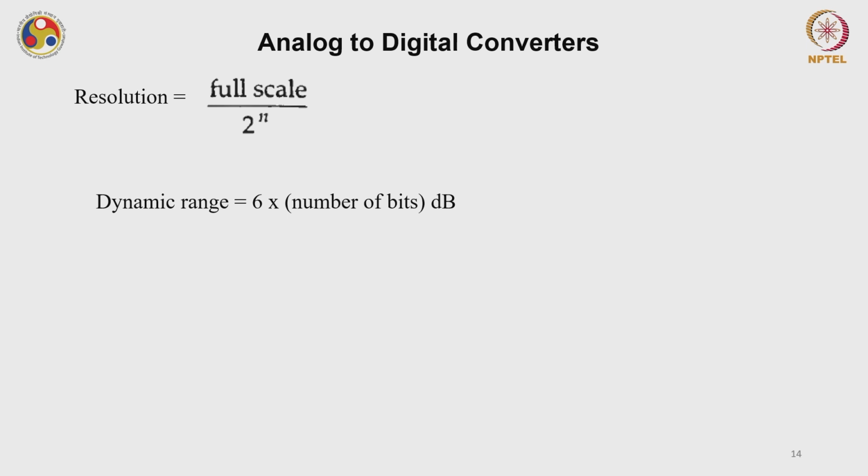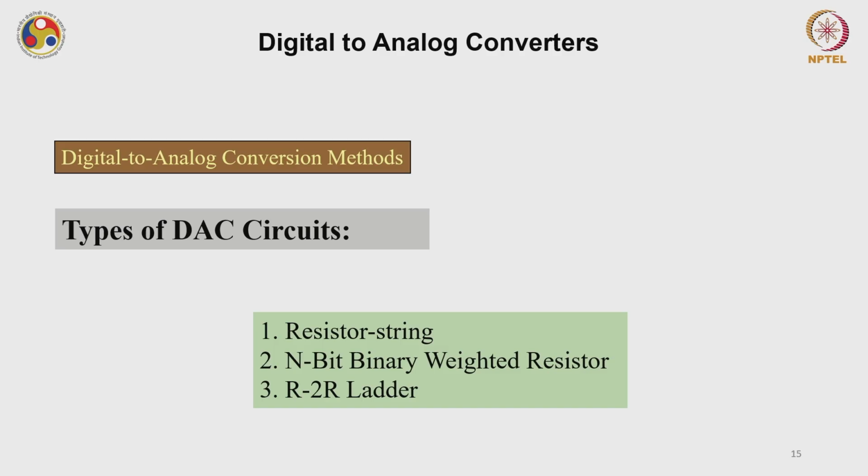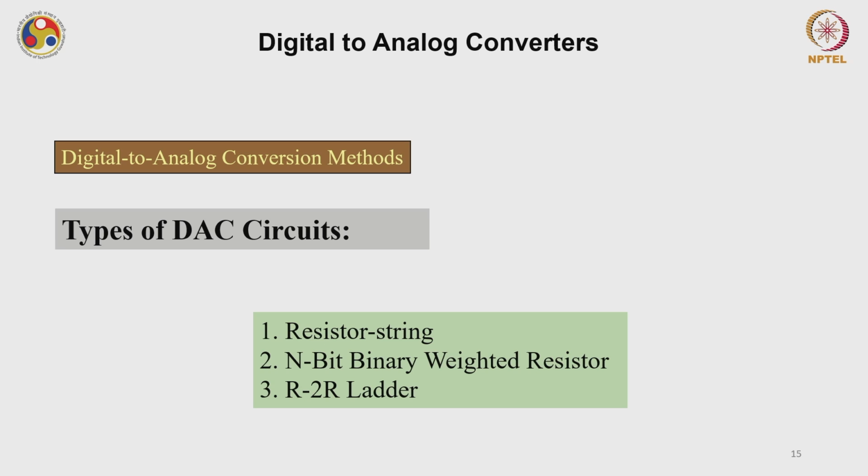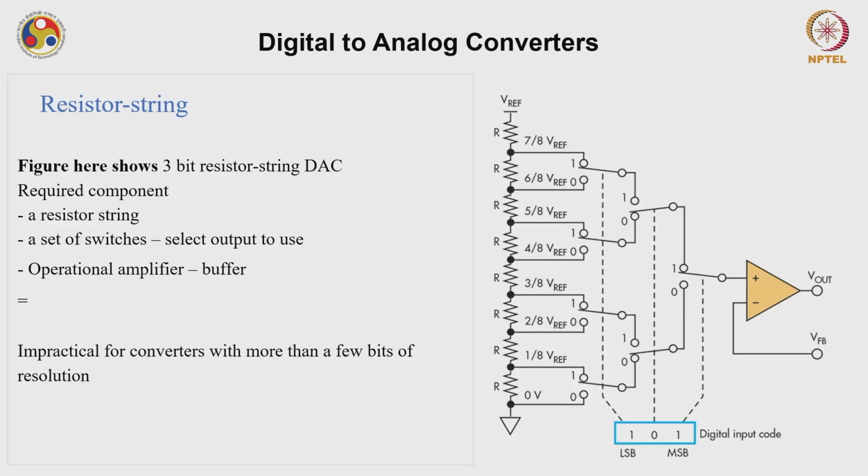Okay, so let us learn some digital to analog converter circuits, and then we'll see one of the important analog to digital converters. If I talk about DACs or digital to analog converters, they are mostly of three types. The first is the resistor string. The second is the n-bit binary weighted resistor, or sometimes it is known as binary weighted resistor. And the third is the R-2R ladder. Let us see what the resistor string kind of structure is.